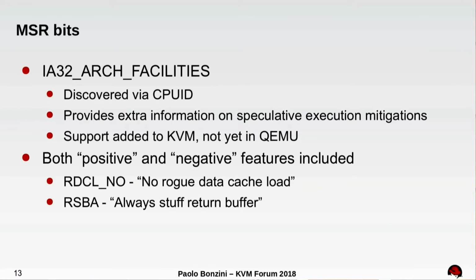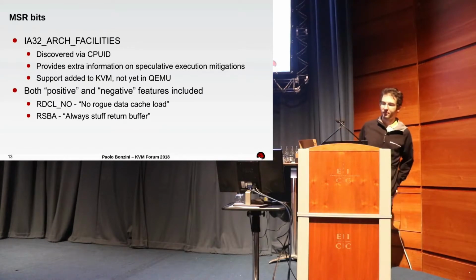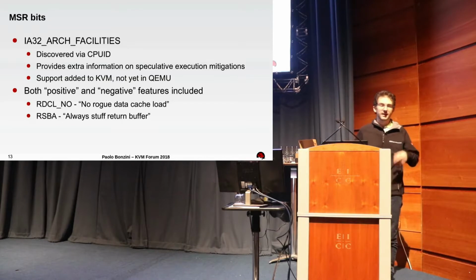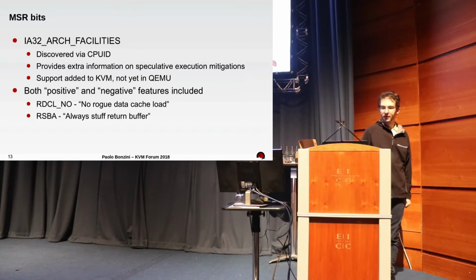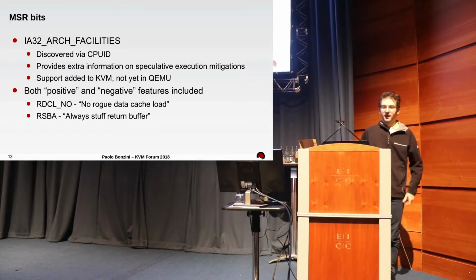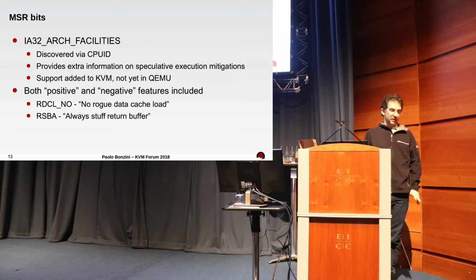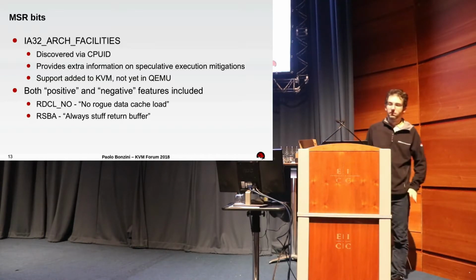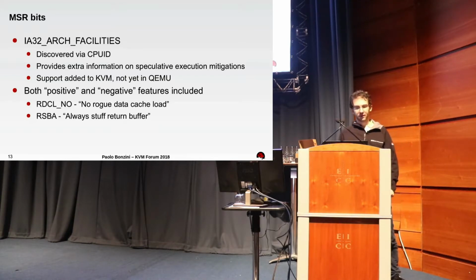There is one particularly important MSR for speculative execution mitigations. It's called ARCH_CAPABILITIES. You discover it via CPUID, and then the extra information on speculative execution mitigation is available in this MSR. We added the support to KVM, not yet in QEMU. Patches are on the list. The problem with this MSR is that it includes what we could call both positive and negative features. Positive features means you are safe. Negative features means you are not safe.